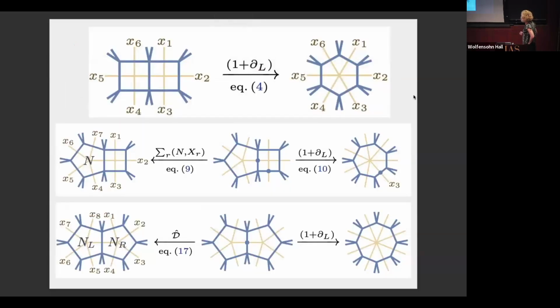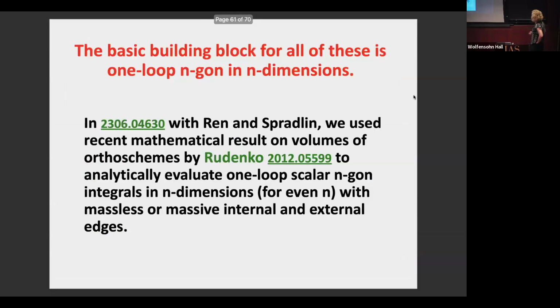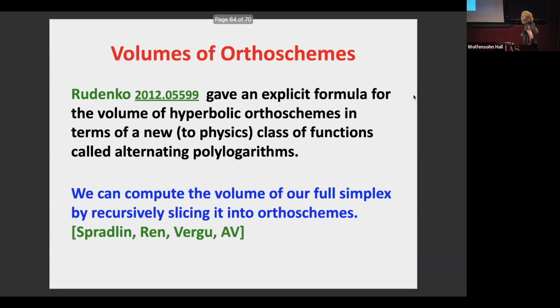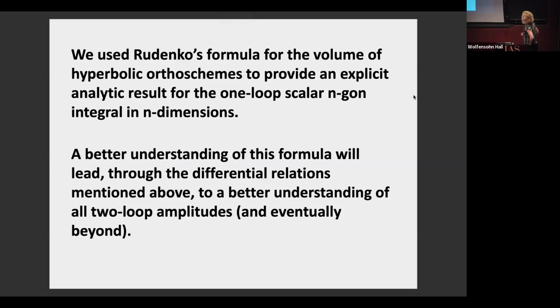I should also mention that we've made some progress as well. We have exact formulas for this, and that's based on Rudenko's volume of orthoschemes. I just want to say that there's been some progress by Rudenko writing down the volumes of hyperbolic orthoschemes, and using that we are able to present an analytic result for the one loop scalar n-gon integral in n dimensions, and that's exactly what appears in those calculations. So it's a one loop hexagon and one loop octagon.